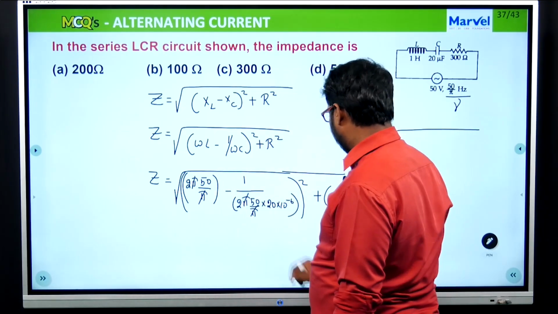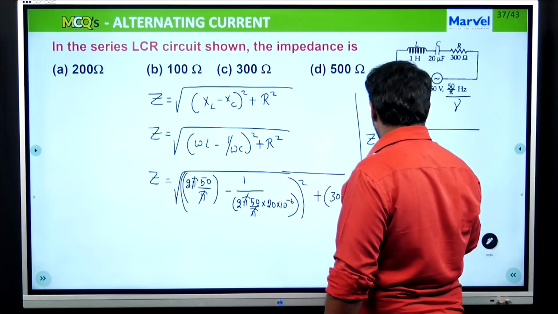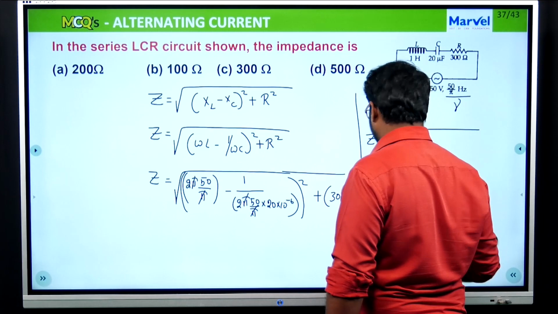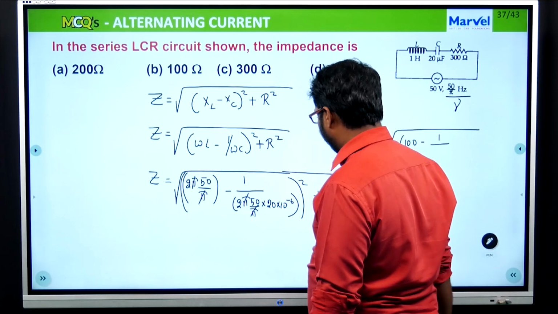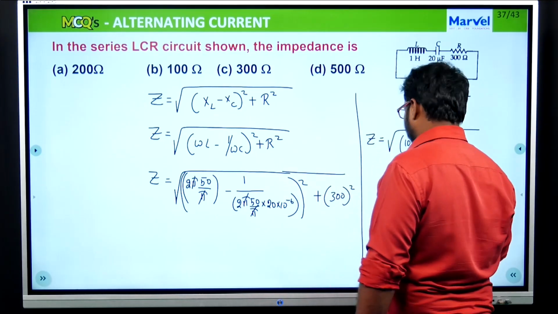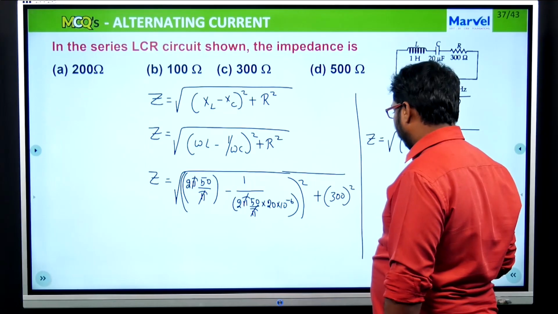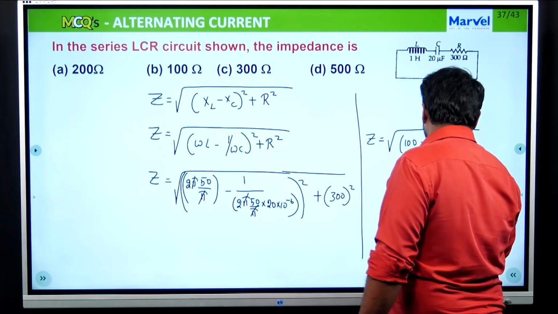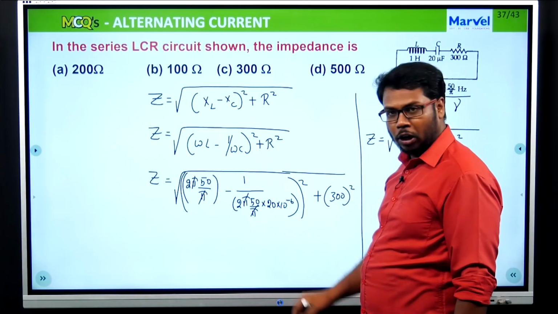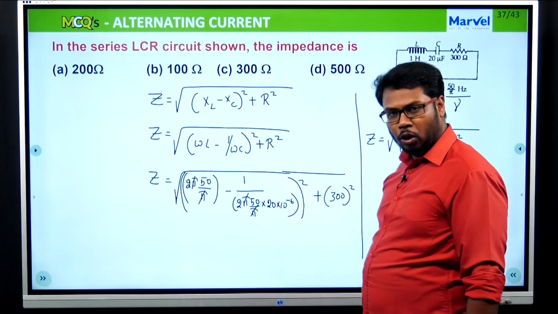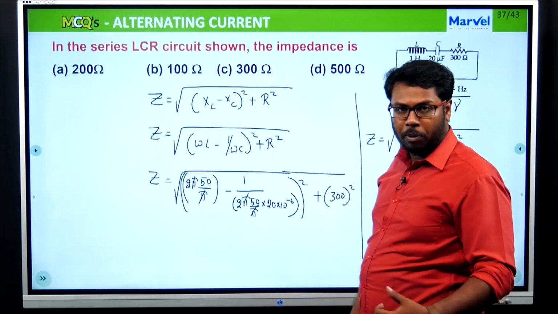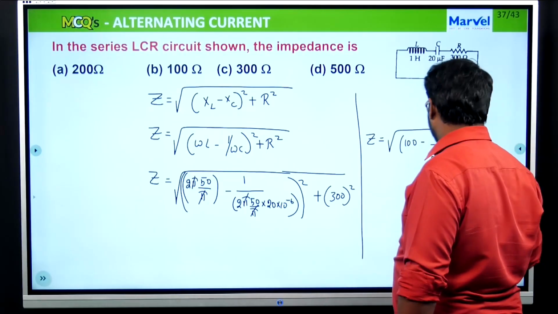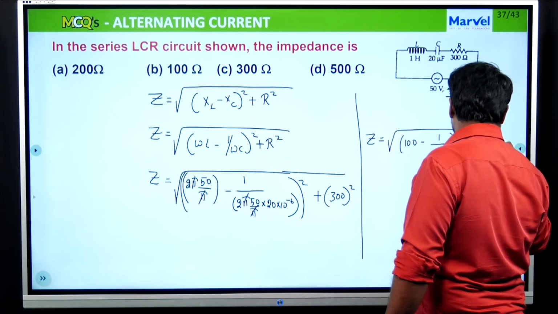So it is 100 minus of 1 divided by 100 into 20 is 2000 into 10 power minus 6, which is nothing but 2 into 10 power minus 3 the whole squared. Okay, you see 50 into 2 is 100, 100 into 20 is 2000, 2000 into 10 power minus 6 is 2 into 10 power minus 3 the whole squared plus 300 square.